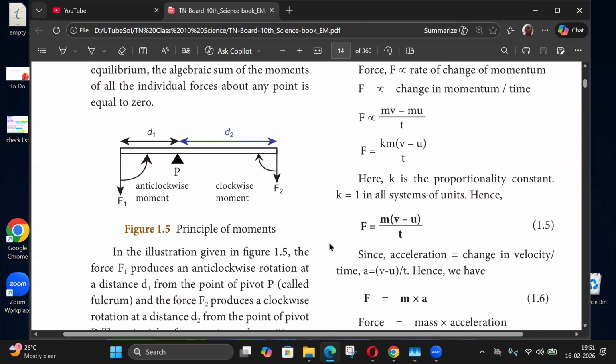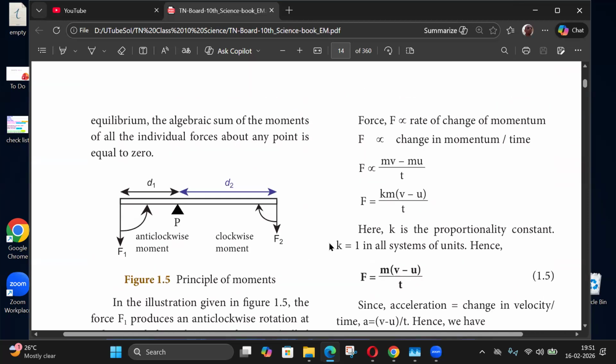Force is the rate of change of momentum. Rate of change means how fast it's changing with time. So it's change in momentum divided by the corresponding time taken for that change. Suppose momentum is changing from 5 to 10 in 2 seconds. The amount of change is 10 minus 5 and the time taken is 2.